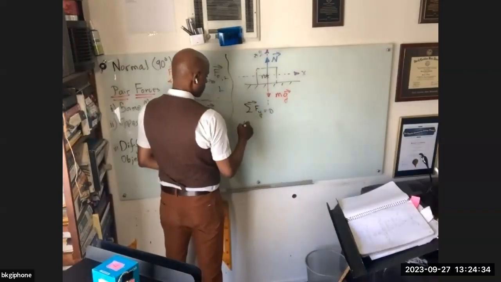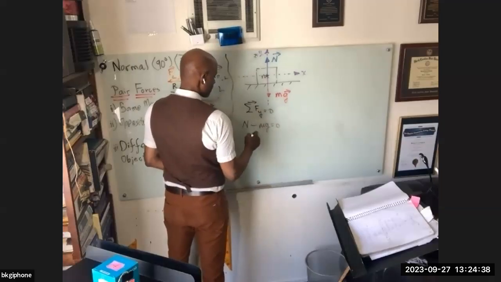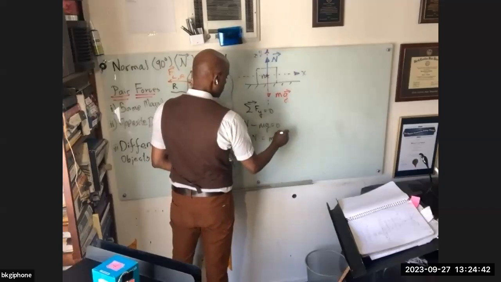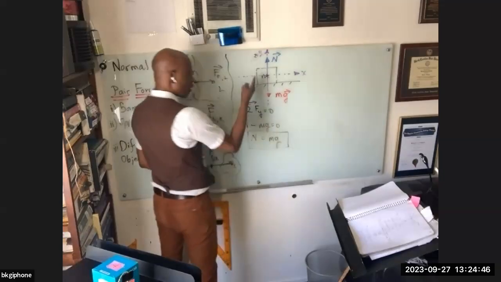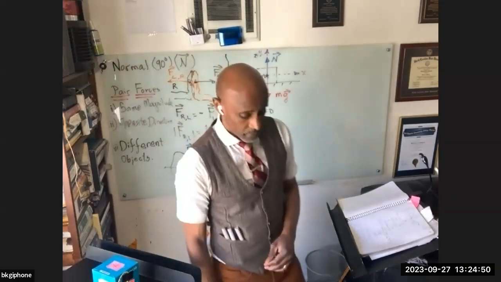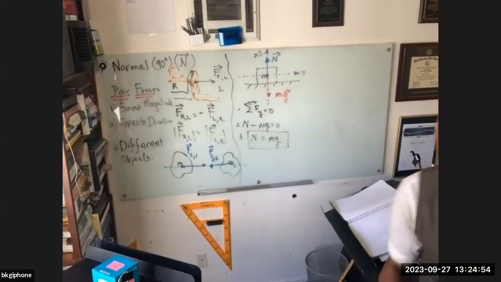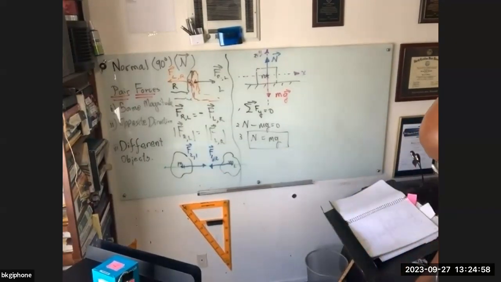Two forces, normal force minus mg equals 0. So this is telling me that the normal force is equal to mg. Okay? So my question to you is, are these pair forces, the normal force and the weight? Karim, want to answer that for me? Are the normal force and the weight pair forces in that example? Why or why not?